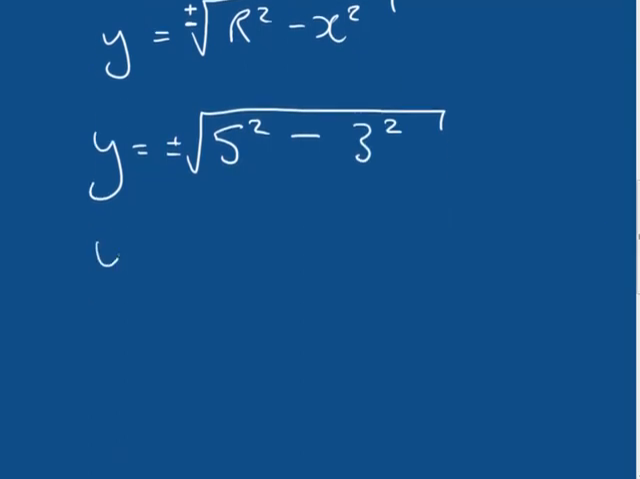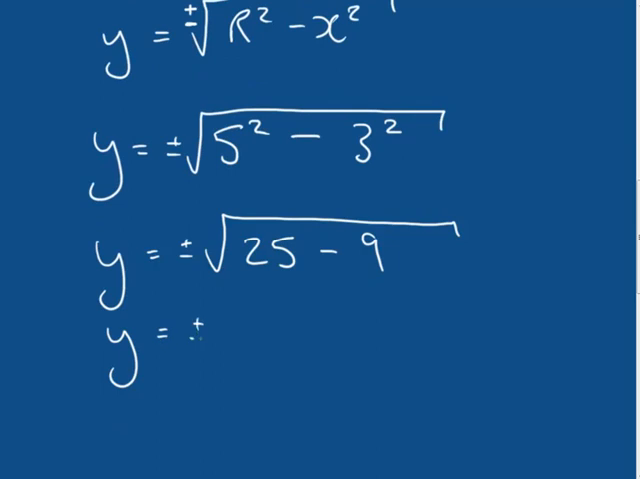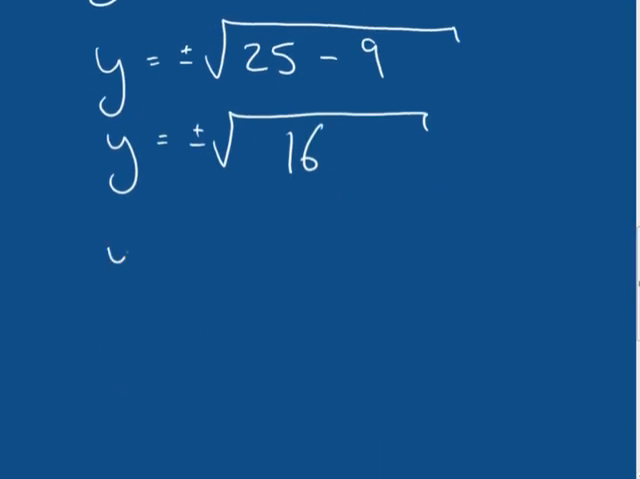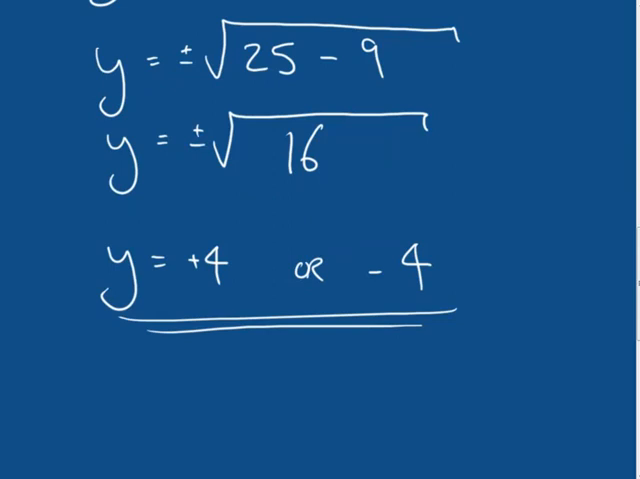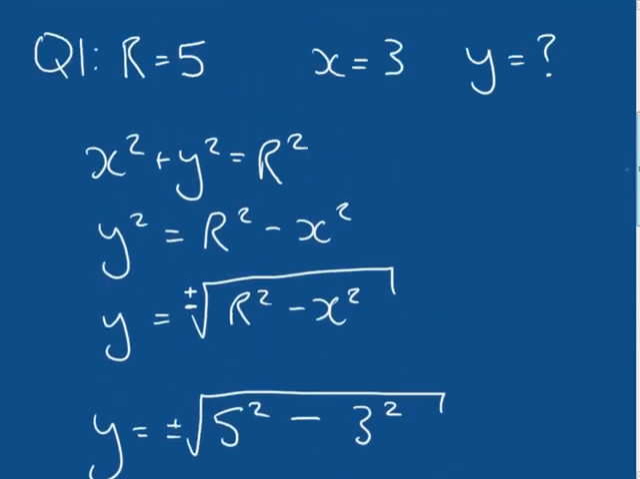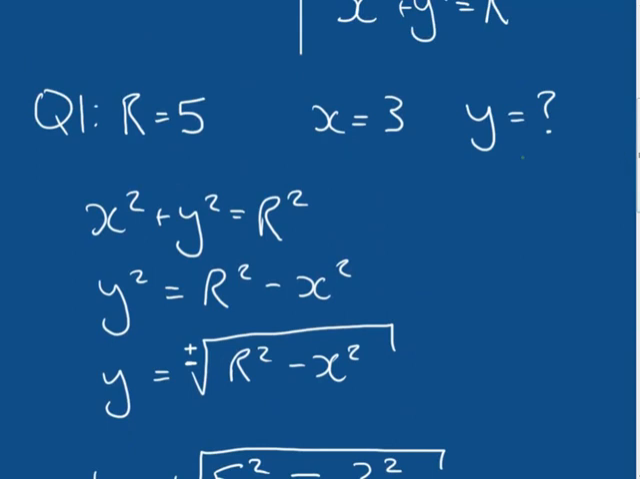That means that y is equal to plus or minus the square root of 25 minus 9, which means that y is equal to plus or minus the square root of 16. Well, the square root of 16 is 4, so y is equal to positive 4 or negative 4. These are the 2 solutions for y, where if we had an x-coordinate of 3 and a radius of 5, y is either equal to plus 4 or minus 4. They're the 2 possible points that would sit on that circle.